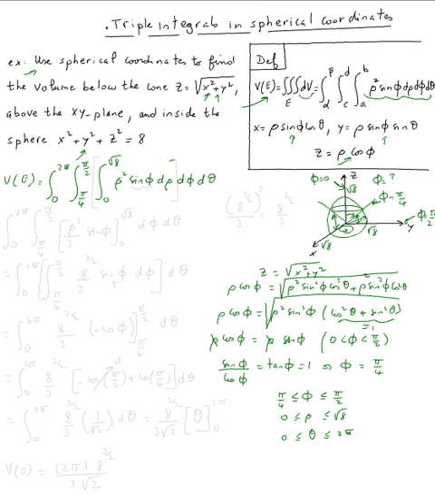This is an easy integral to evaluate. Let's start with the inner one. So sine phi is a constant. Let me rewrite this. 0 to 2 pi, pi over 4 to pi over 2. So that would be rho cubed over 3 times sine phi, because sine phi is a constant, we don't touch it, and we want to go from 0 to square root of 8.